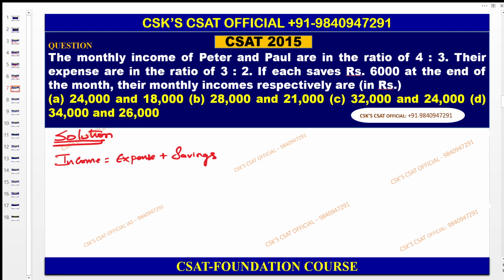Expense plus savings equals income. This is the first basic thing you need to understand. Then savings is equal to income minus expenditure. This you need to understand.